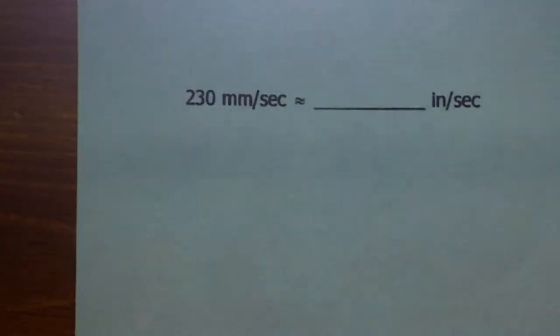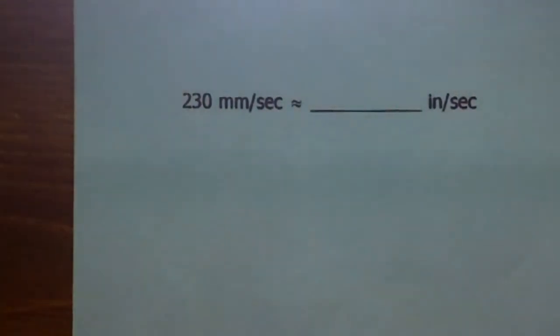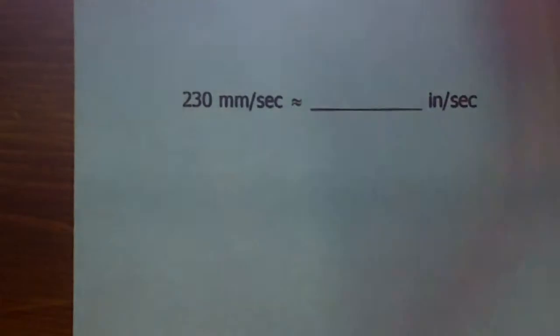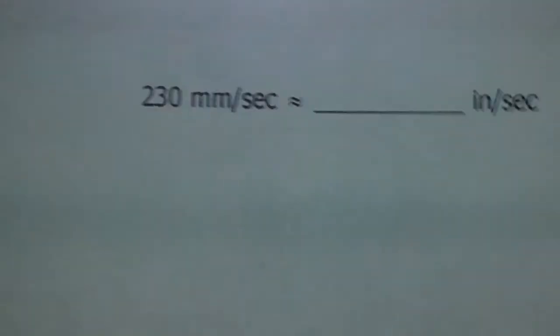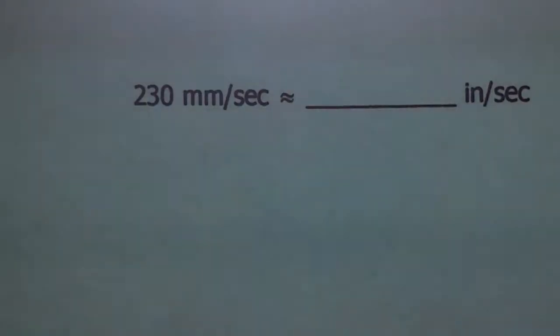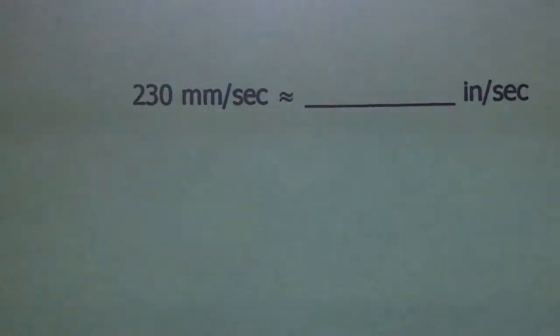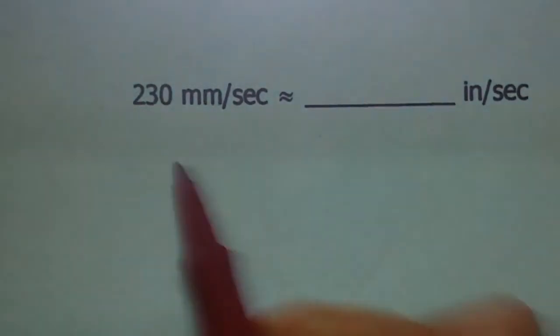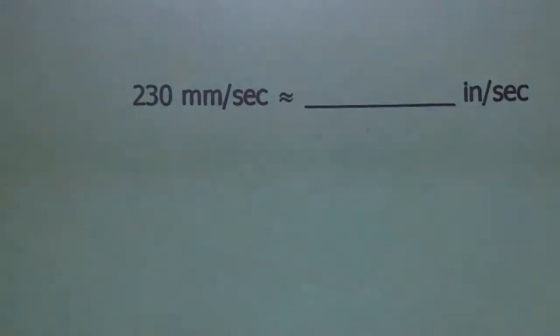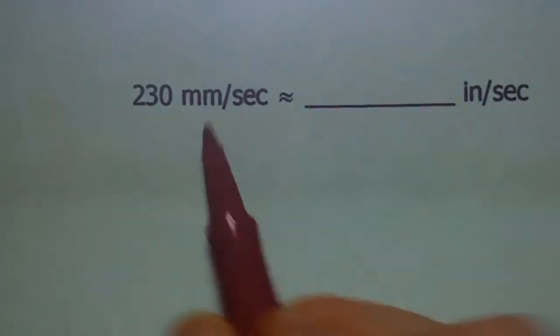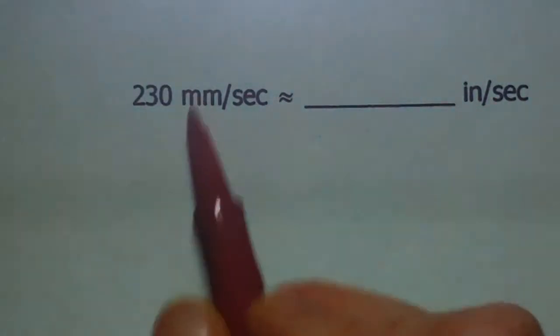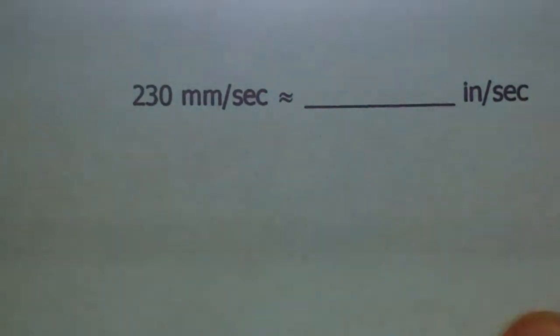All right, last one here. I have 230 millimeters per second, and we want to change that to inches per second. Okay, so we don't have a conversion from millimeters to inches. If you look at what we do have, we have inches to centimeters though, right? So we could probably change millimeters into centimeters and then go from there. Not probably, that's what we're going to do. So this is kind of a two-part like we did before. We're going to go from millimeters to centimeters and then go from centimeters to inches.